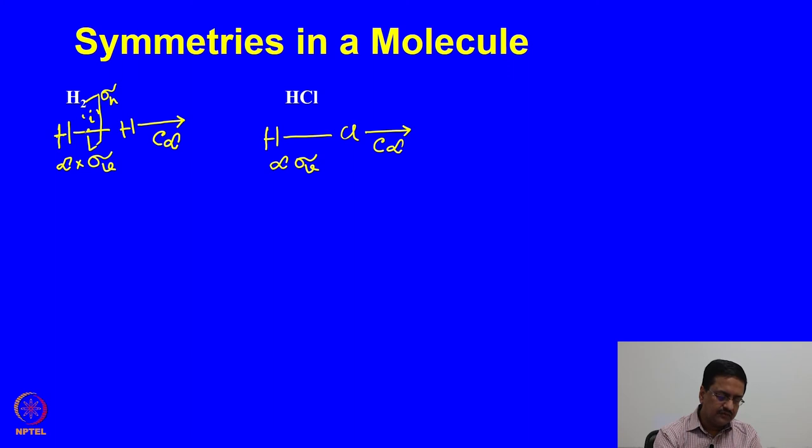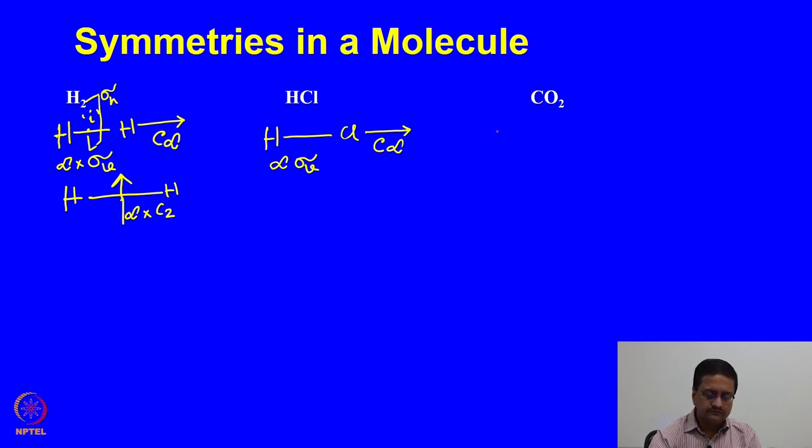We should also remember that the hydrogen molecule has a C2 passing through the midpoint of the bond, and there are infinite number of such C2s. So, this is the hydrogen molecule. The C2 can be here, can be there, can be here, anywhere, perpendicular to the bond. There may be infinite number of C2 axes in the case of hydrogen. So, hydrogen has a large number of different symmetry elements.